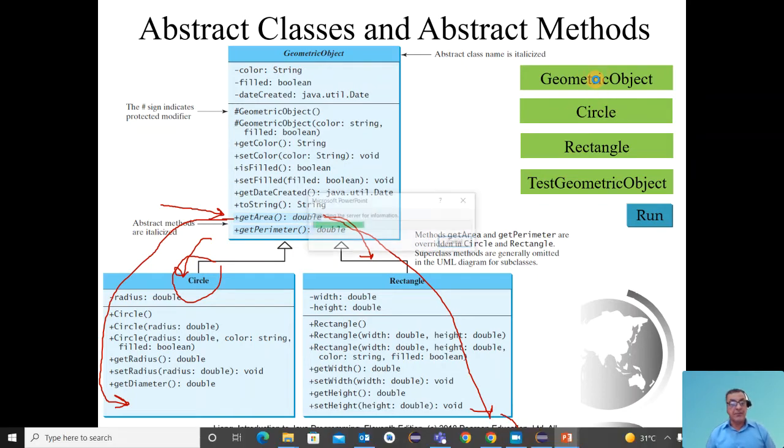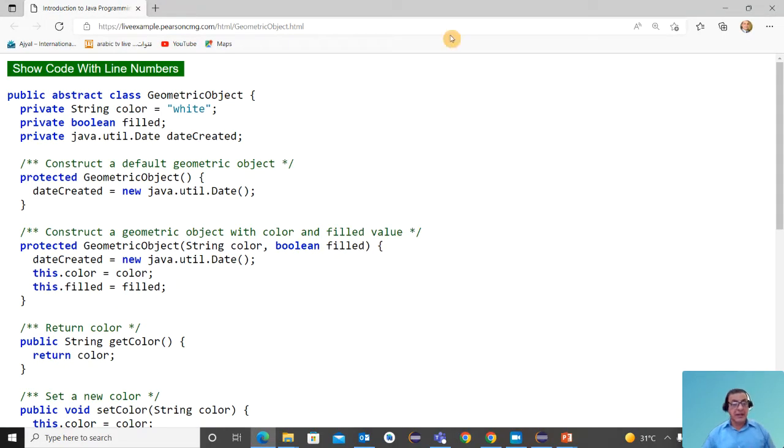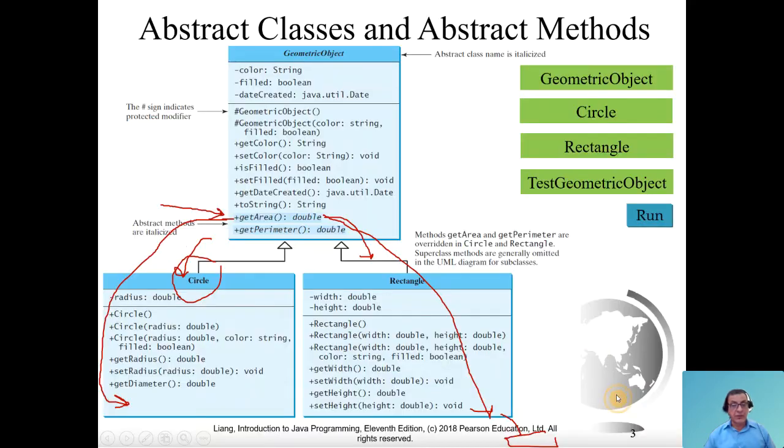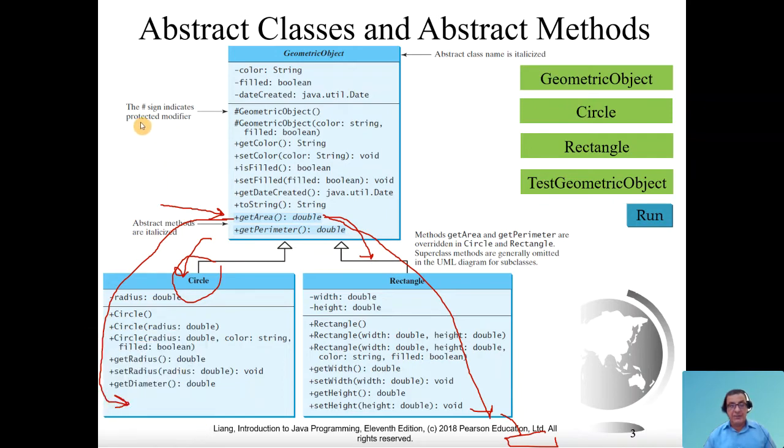In the geometric object, for instance, have a look at this one here. This shows you all of it. The hash sign you see here means a protected modifier. So keep that in mind in UML: when you see the hash, it means protected. Saying that, we've got getColor, setColor, isFilled, and so on.